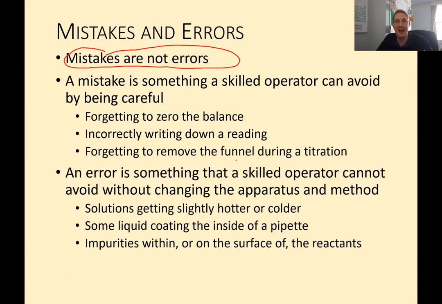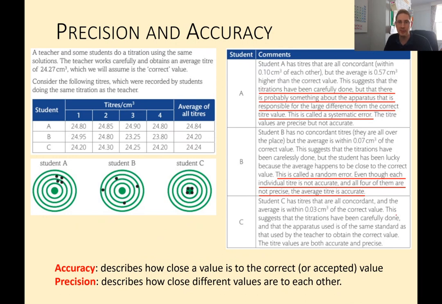It's a problem inherent in the experiment, and no matter who does it, that is going to be a problem. So if you're in the lab, solutions might get hotter or colder. You cannot get rid of all the liquid on the inside of a pipette, no matter what you do. You can't get rid of impurities within or on the surface of reactants. These are just problems that you've got that you cannot fix. They're errors. You do need to know the difference between being precise and being accurate.